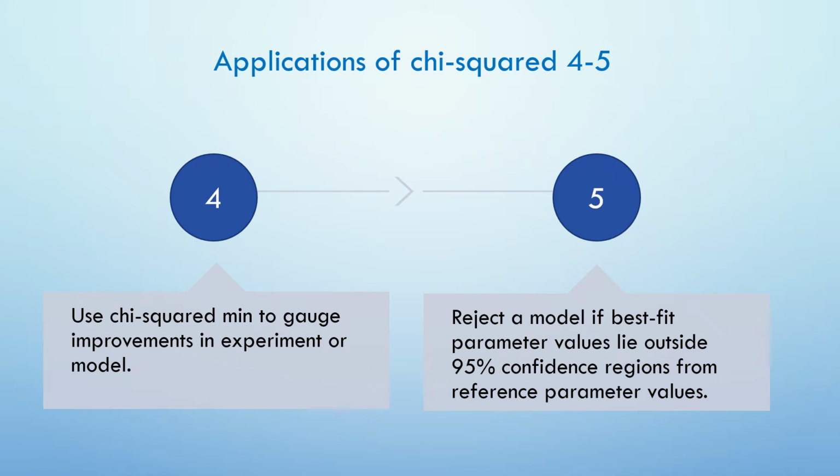Finally, a fifth application is an additional model testing method, applicable in some cases. If we have the luxury of knowing reference or true values for parameters, then we can check if best fit parameter values lie outside 95% confidence regions from the reference parameter values. If so, we should reject the model.